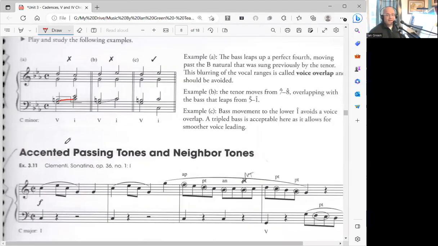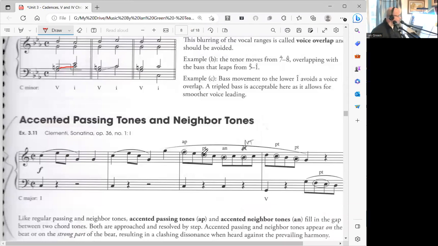Something that's very interesting are accented passing tones and neighbor tones, and this occurs on page 31. There's a bit of a description there. Just like we did in Unit 2, non-chord tones are notes that are not part of a chord. A passing tone is a non-chord tone that happens between two chord tones, moving step by step, so you can either go up or down. Neighbor tones are where the non-chord tone is either above or below a chord tone, but you go up from one note and then back to the same chord tone.